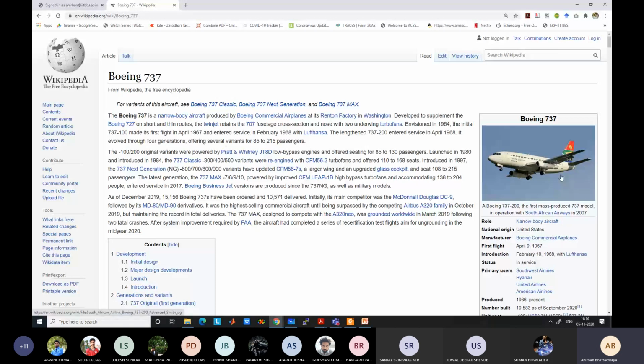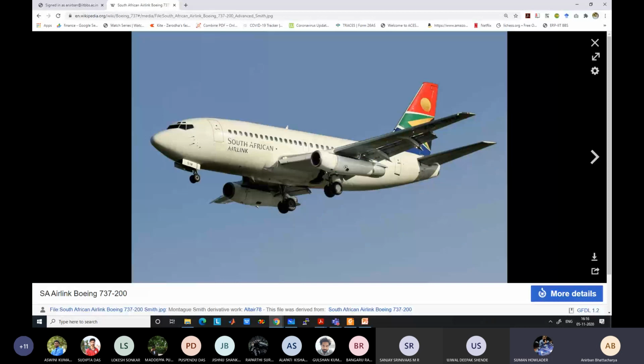What type of engine is this? Turbojet. This is turbojet. Can you just say based on the size of the engine that this is turbojet? Yes, it is very narrow, right? So this Boeing 737.